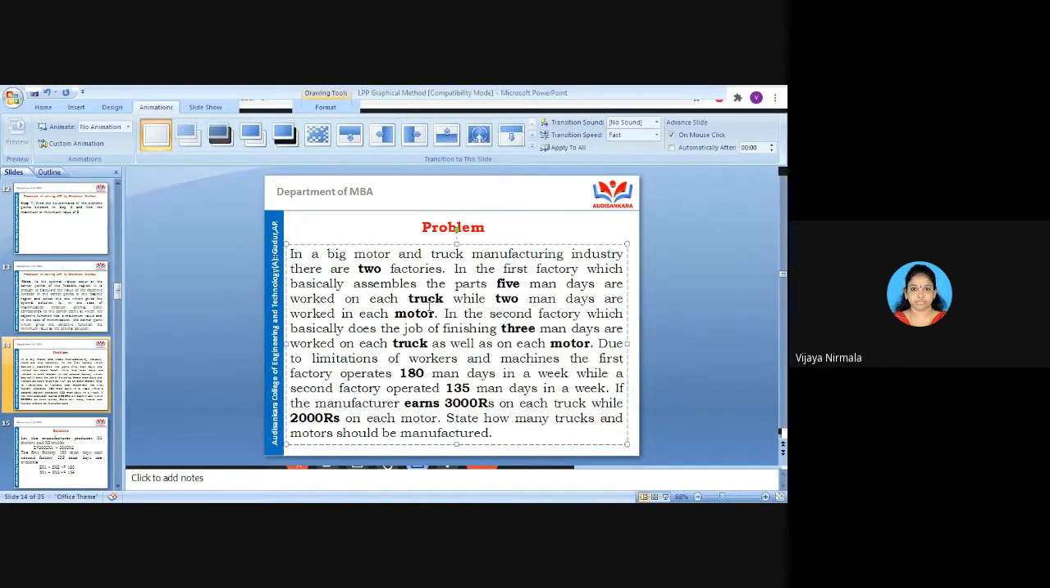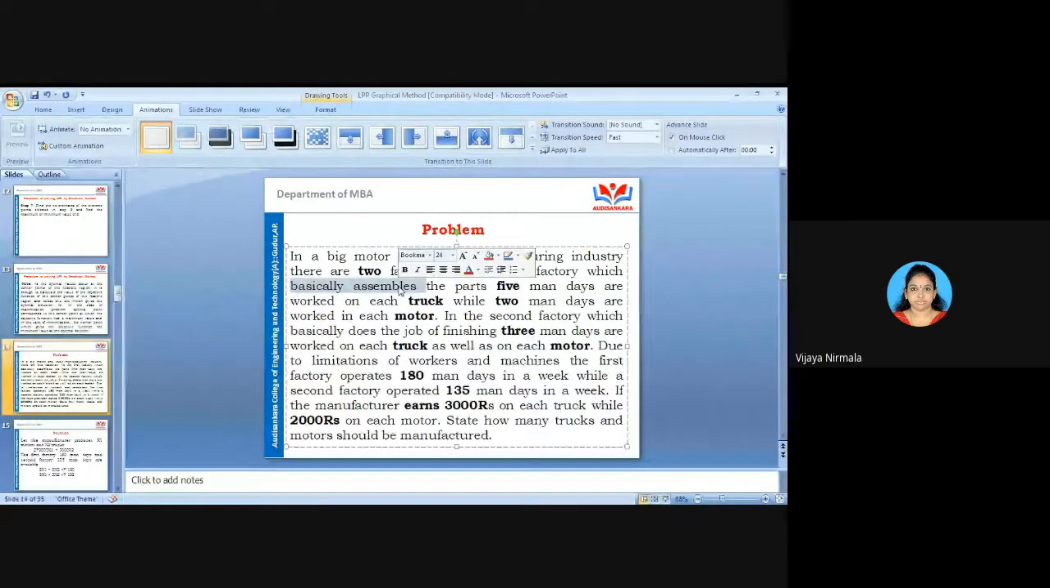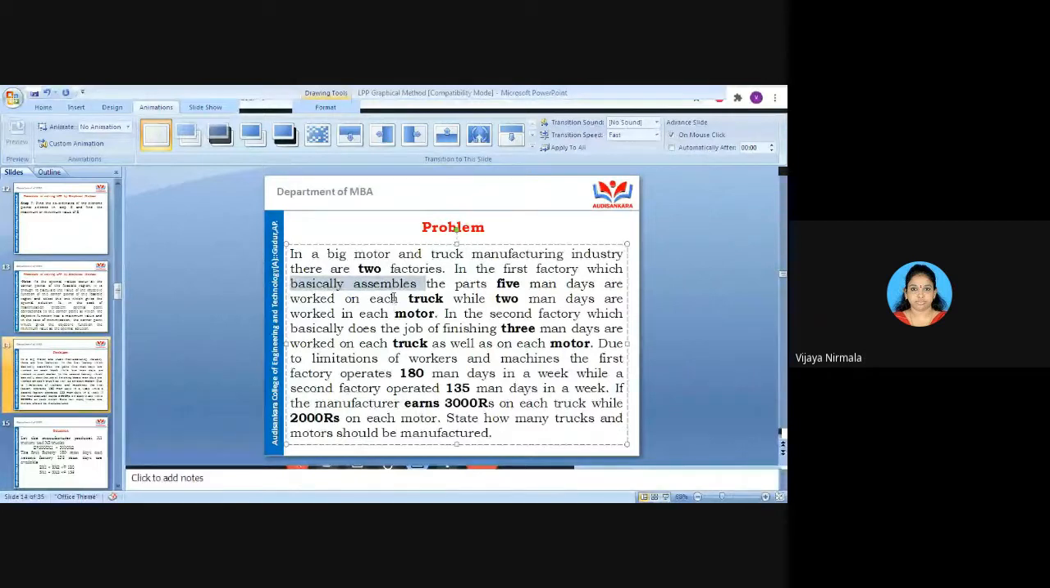So there is an industry which manufactures motors and trucks. In that industry, there are two factories. The first factory basically assembles the parts, and the parts and assembling are done in one factory. In the second factory, finishing will be done. Assembling of the different parts is done in the first factory, and the finishing part is done in the second factory.